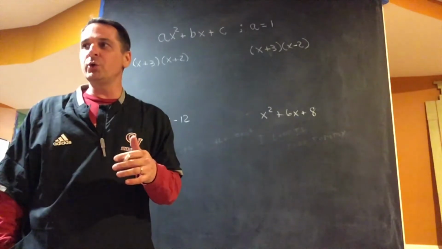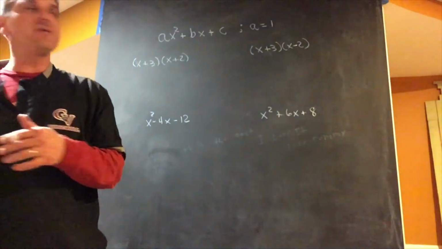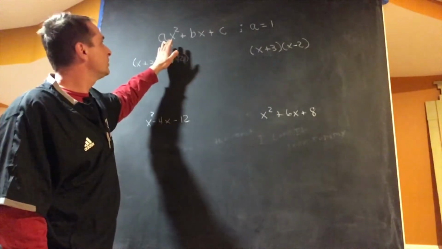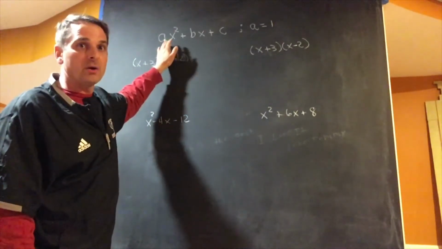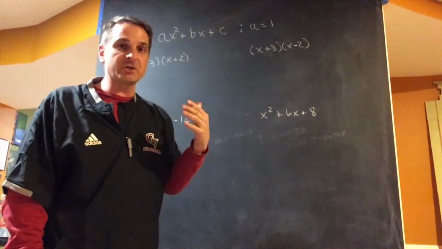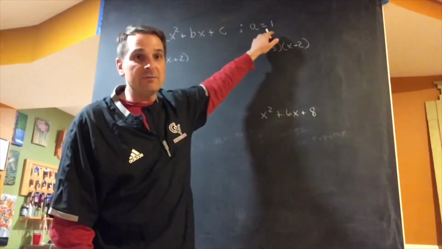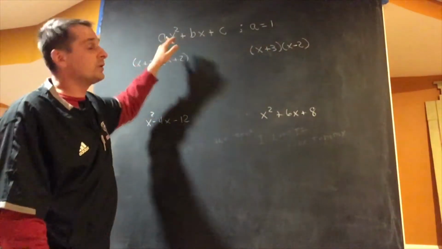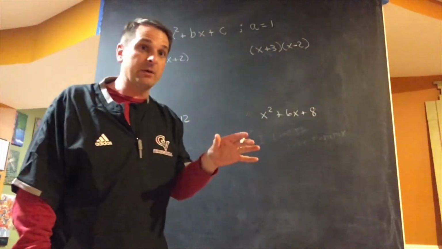Today what we're going to do is I'm going to go over section 5, how to factor polynomials in the form of ax squared plus bx plus c. And in this first section of factoring, our a value is going to be 1. So you will not see a coefficient for the quadratic variable, the x squared variable.